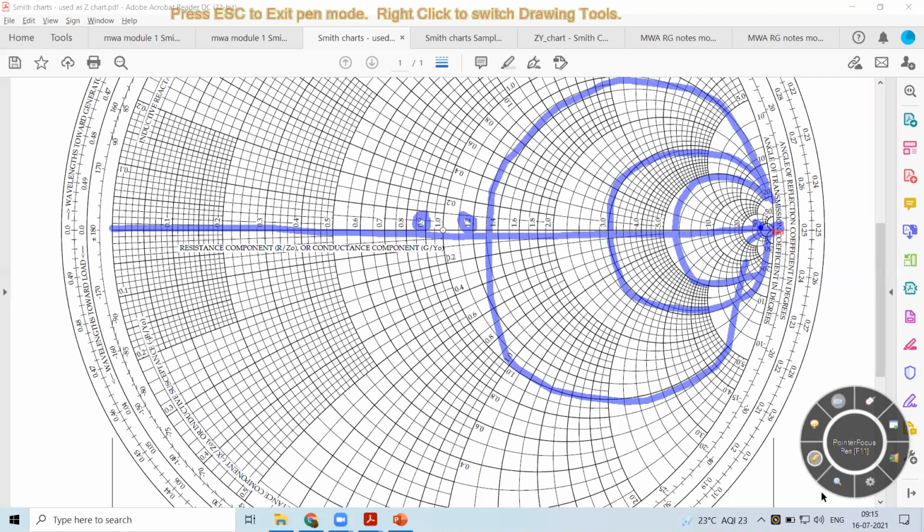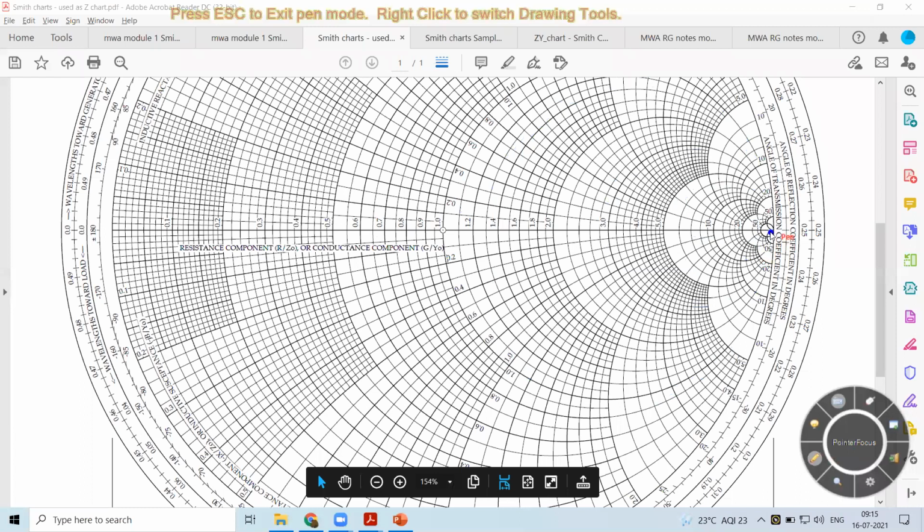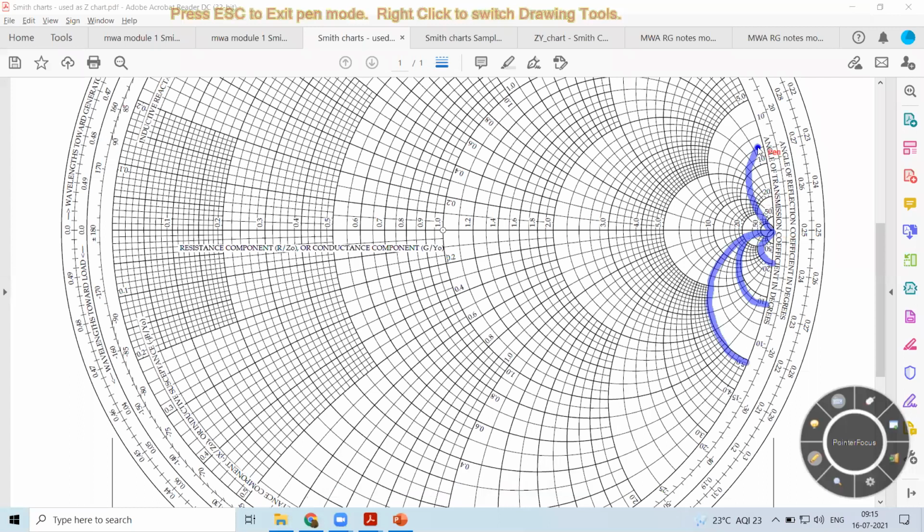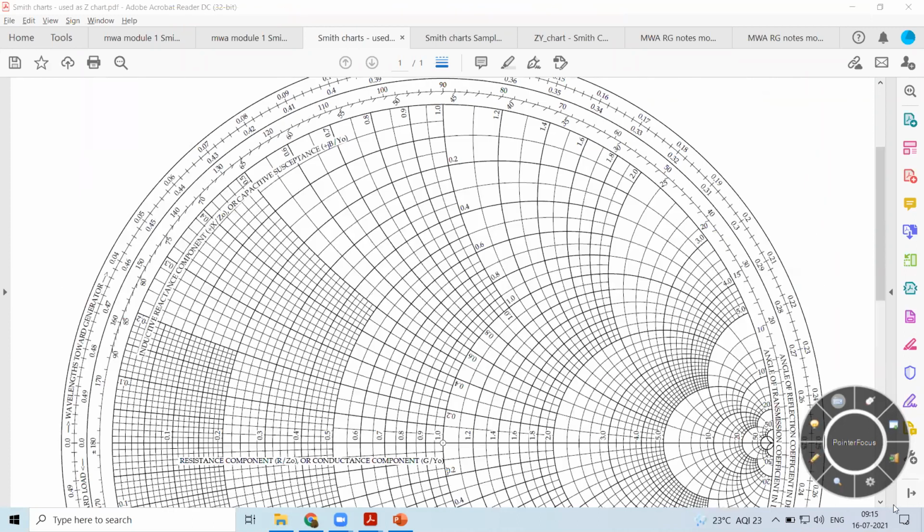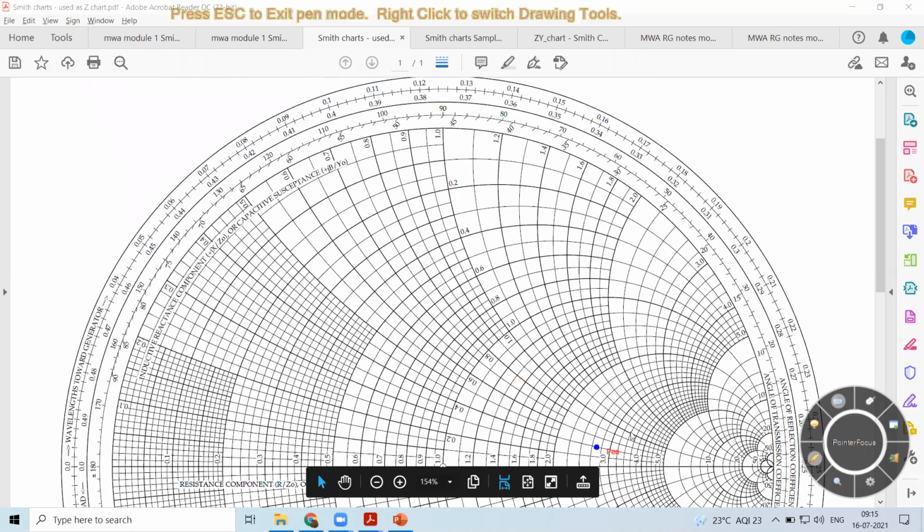And what about the reactance circles? They start from here and terminate at the outermost circle. These are the reactance circles. And what is the value of these reactances? It is provided over here. So this will be the value of the reactances. And these are all normalized values. Even the resistance is a normalized value and the reactance is a normalized value.